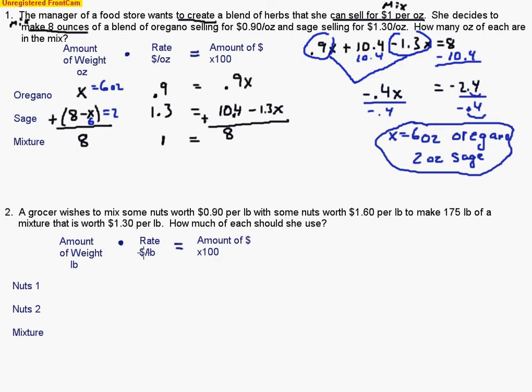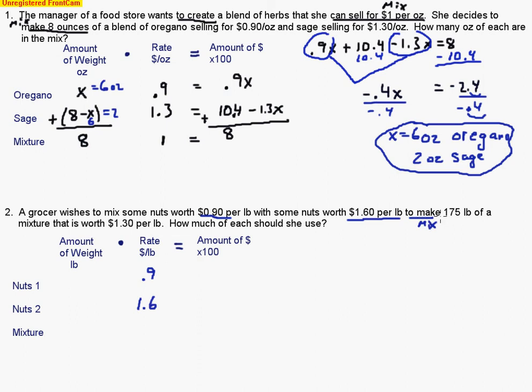A grocer wishes to mix some nuts worth 90 cents per ounce. So mix some nuts, so this is not the total. He's going to mix these nuts with some other nuts worth a different amount, $1.60. So those are the rates. So 0.9 is one of the nuts. The other is 1.6. To make, keywords there that tell us this is going to be our mix.